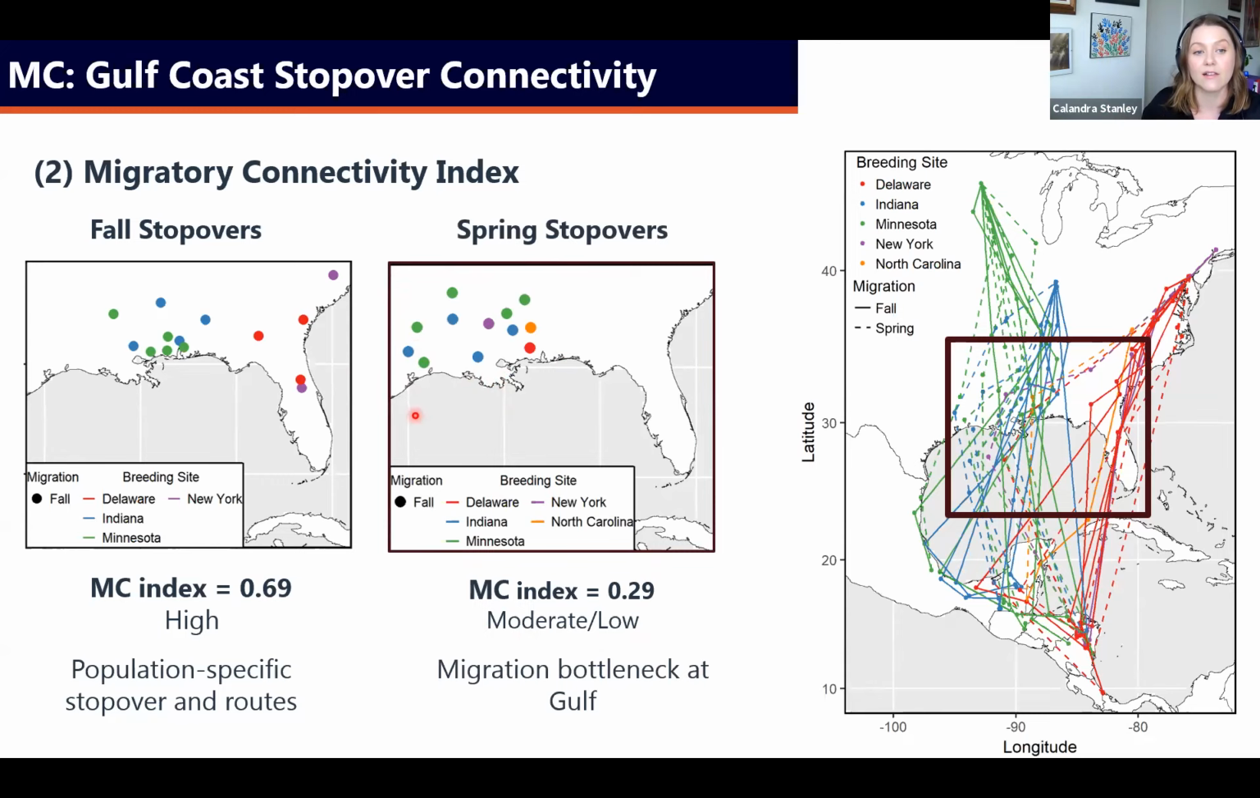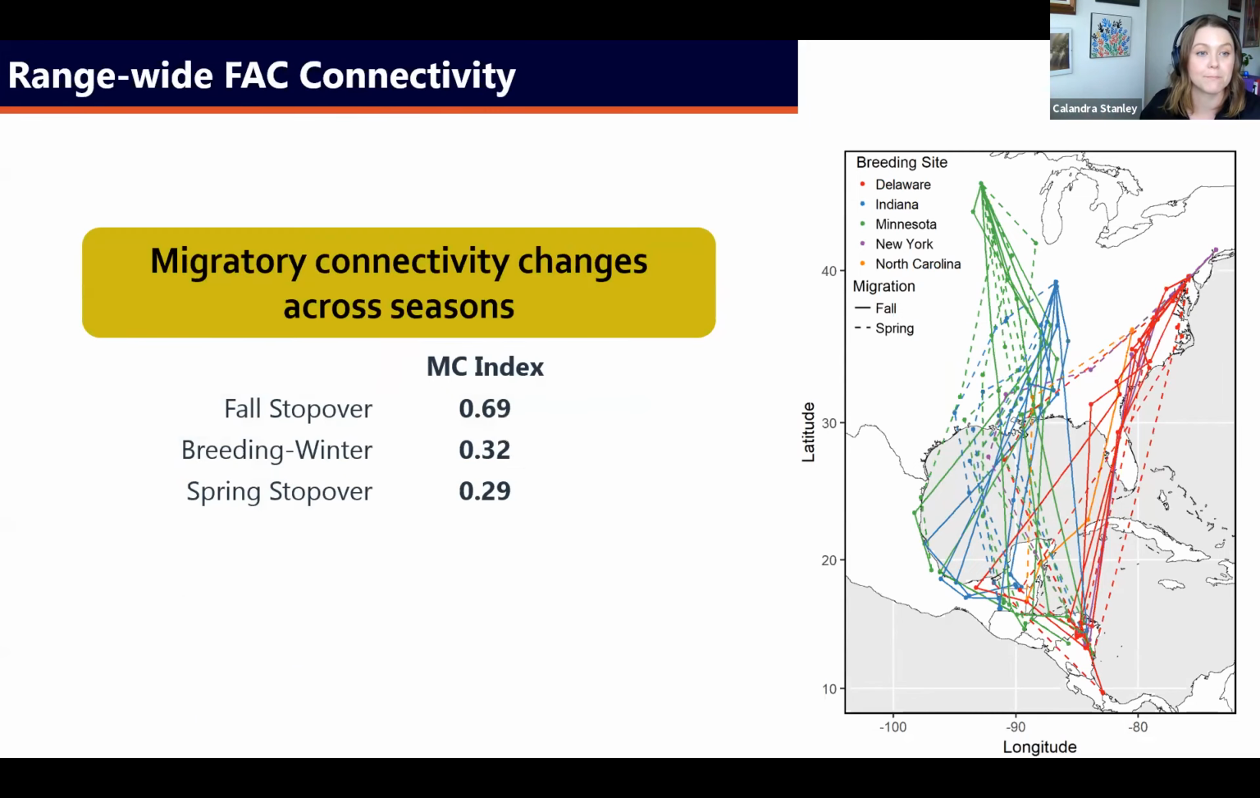It also suggests that this particular region of the Gulf Coast is seeing basically the global population of wood thrush, at least that we tracked. And so it is an important bottleneck. Overall for wood thrush, we found that migratory connectivity varies across periods of the annual cycle. How we can then use this information to inform full annual cycle population models for wood thrush will be discussed by Clark Rushing tomorrow.